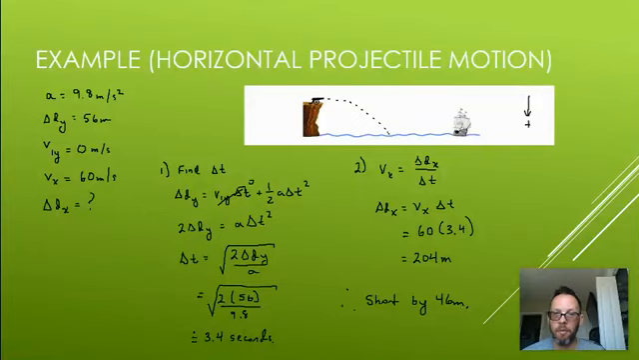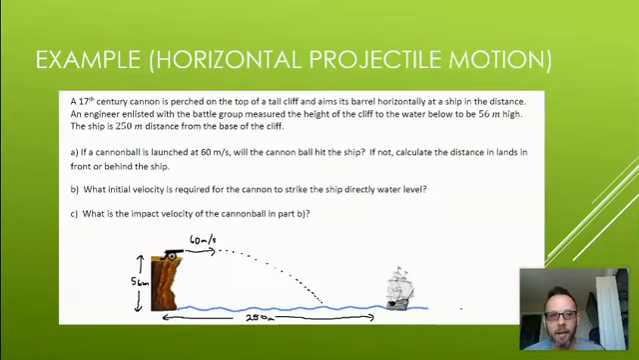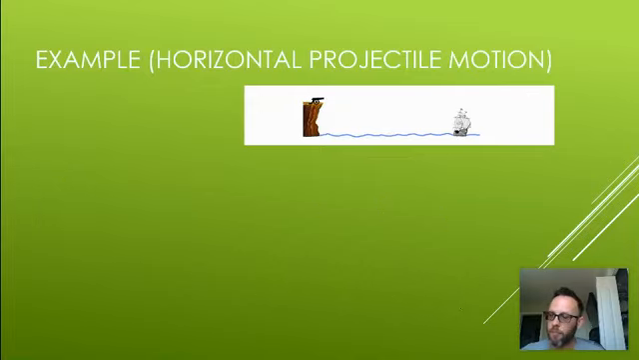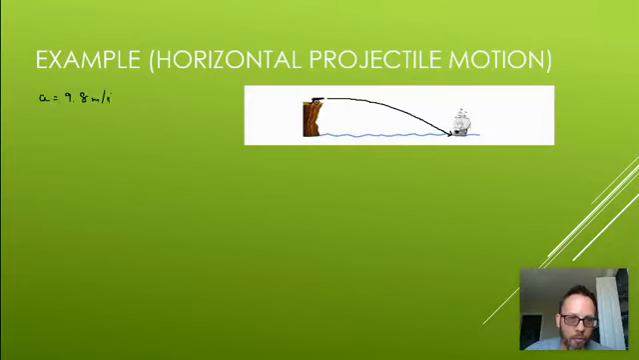We've done our first example, an example of finding kind of like a horizontal range. So let's go on to part B. In part B, we're going to find what velocity is required to strike the ship directly at water level. So I'm going to just write out what we know. Now, what's changing with this problem is that now we want to strike directly here. Our acceleration is still 9.8 meters per second squared. I should note, I'm still going to use down as positive.